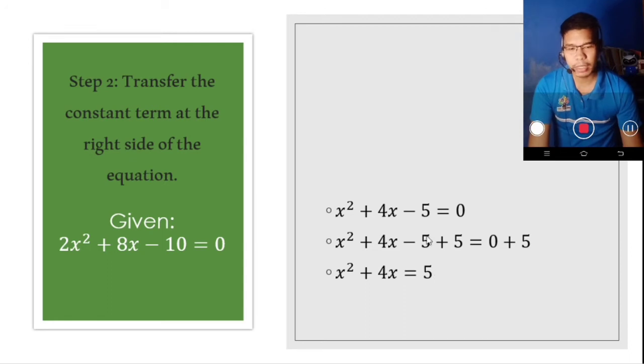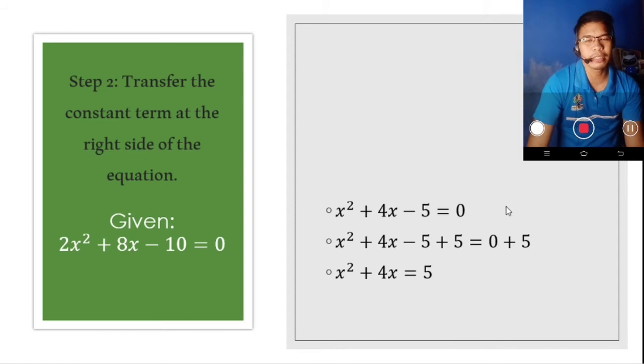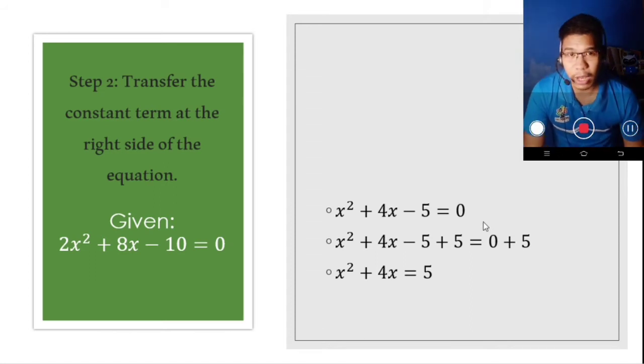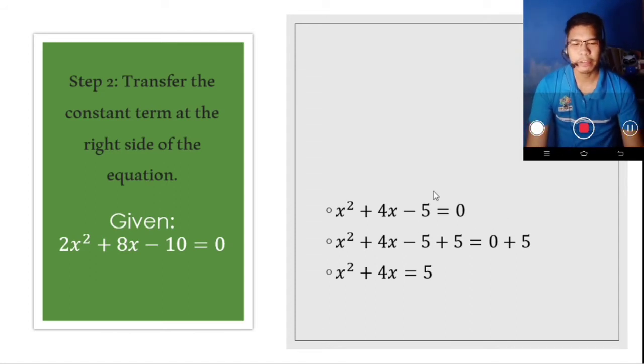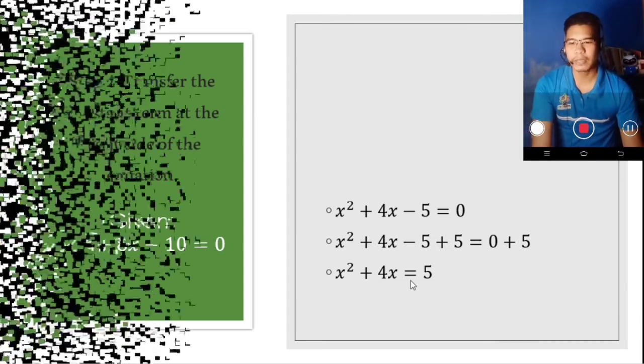Or simply, you just transfer negative 5 to the other side. If it is negative, when you transfer it, it will become positive. If it is positive, when you transfer it to the other side, it will become negative. In our case, we have negative 5. If you transfer that, it will become positive 5. So the resulting equation now is x squared plus 4x equal to 5. Let's have now step 3.